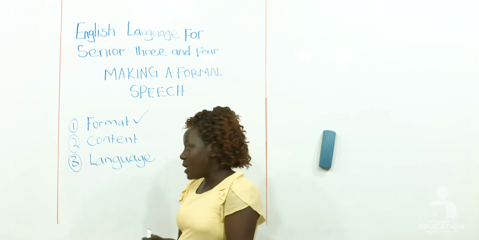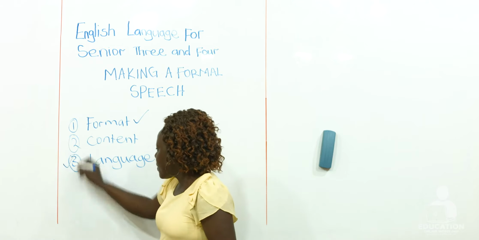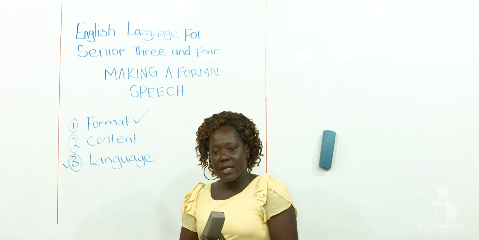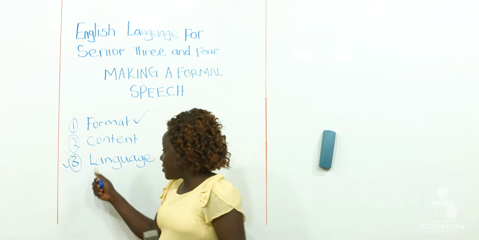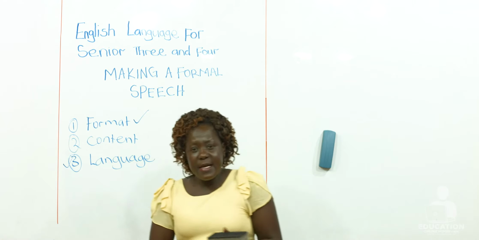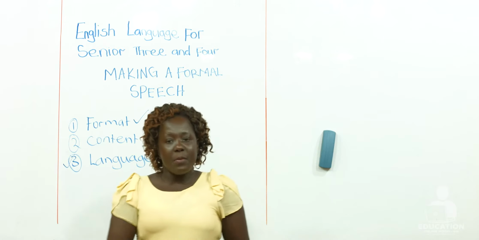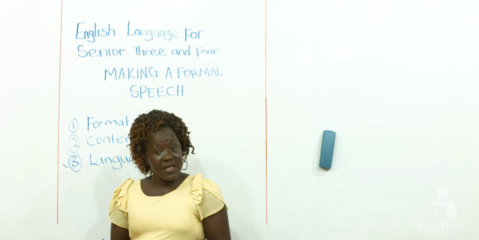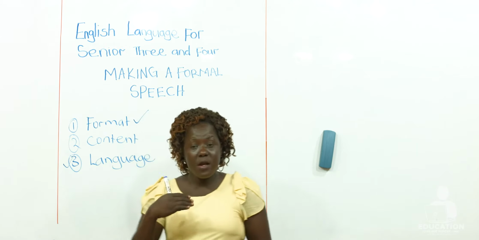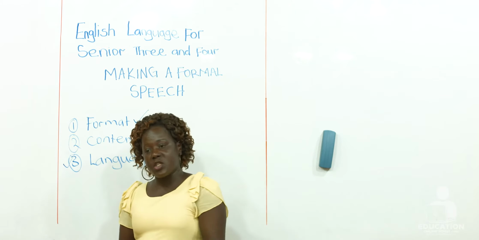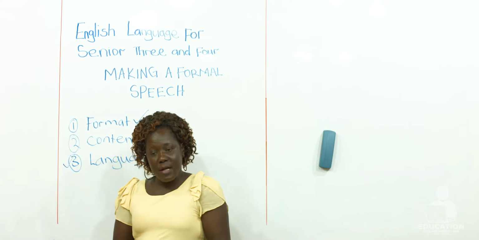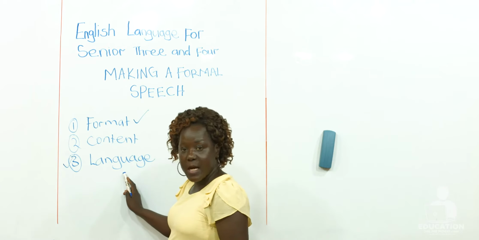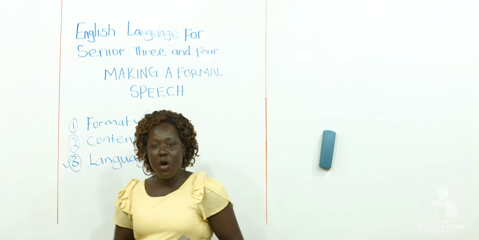We will look at number 3, which is the language of a speech. Now, this language of a speech is generally the vocabulary used, or the aspects that we see when we are looking at a speech or making a speech, even when we are writing it down. Now, you can go under the main topic, making a formal speech, and write our subtopic, which is the language of a formal speech.